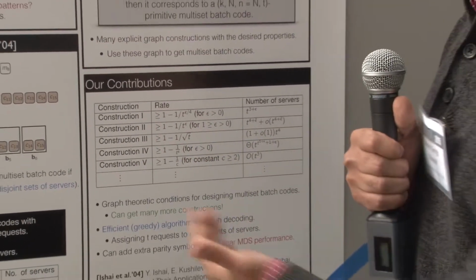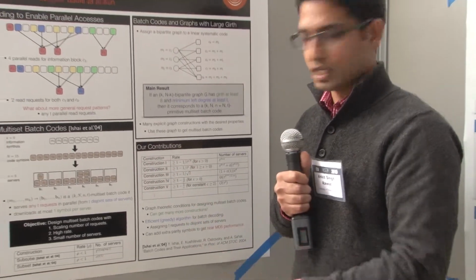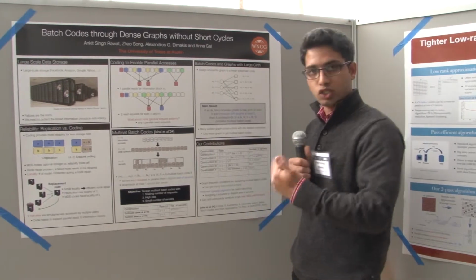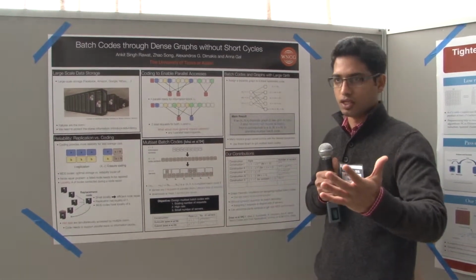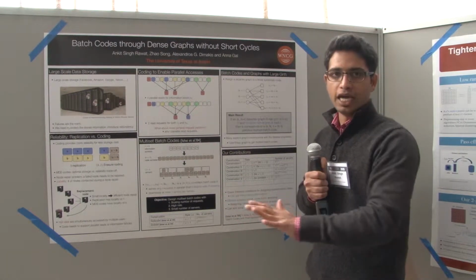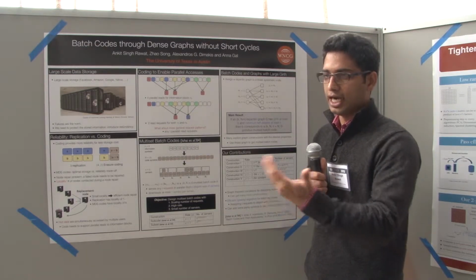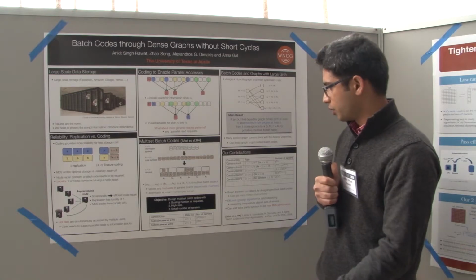So basically what we did in this work is give a simple general framework for constructing multi-set batch codes. And a byproduct of our analysis is that it also gives us an efficient algorithm for mapping these requests to disjoint sets of servers. That means, given t requests, what should be the algorithm to map these t requests to your servers? We show that a greedy algorithm actually works. So that's the contribution of this work.